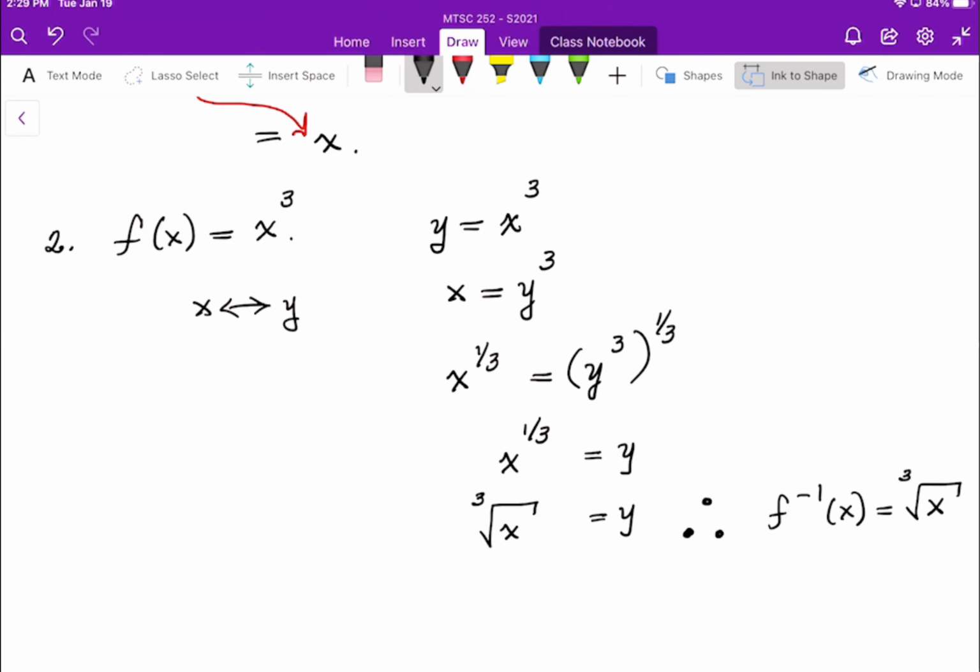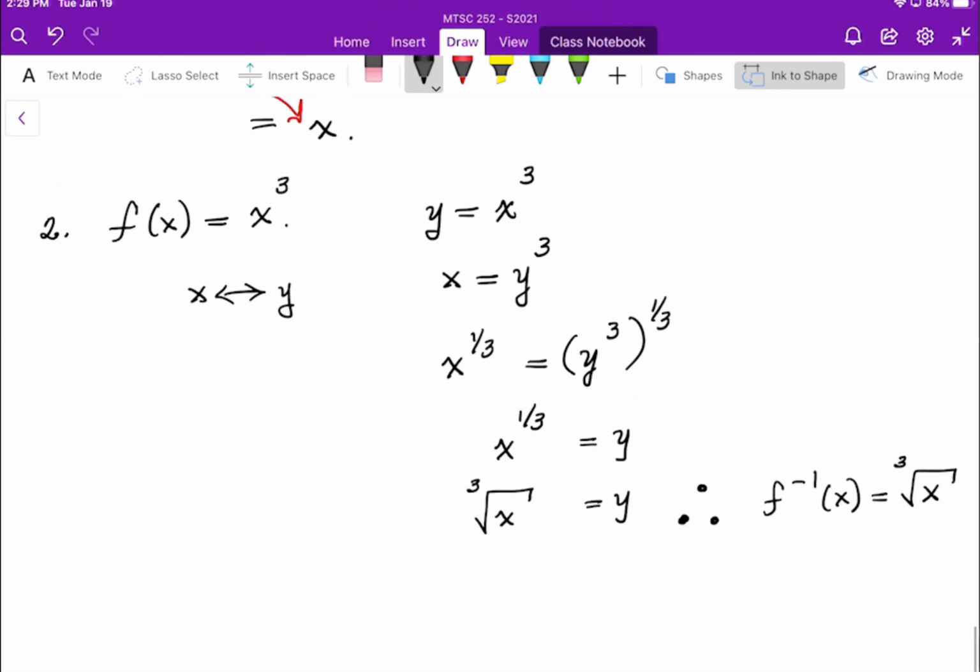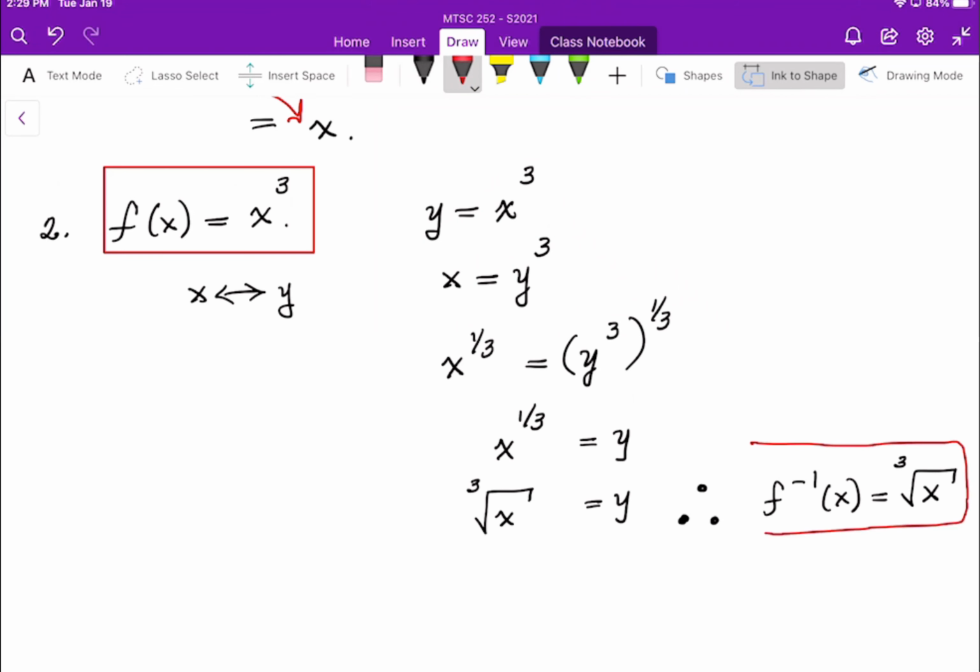All right. So here is my function f. And here is its inverse. Okay. Any questions? All right, let's do something a little bit more difficult.